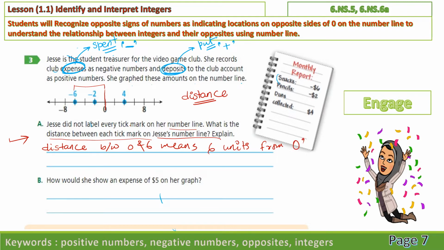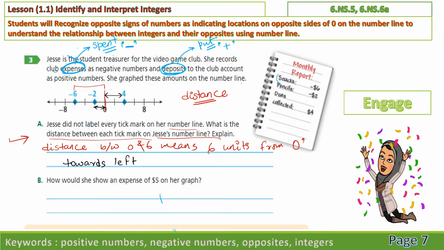Similarly, if I say what is the distance between 0 and 2, it means 2 units covered from the 0 on the left side. Similarly, 4 means that the distance covered is 4 units from the 0 towards the right. Okay, so if negative sign, you will say towards left. If positive sign, you will write towards right.